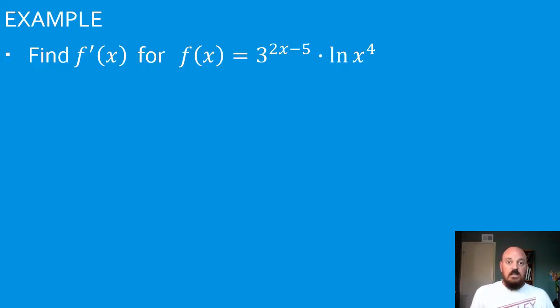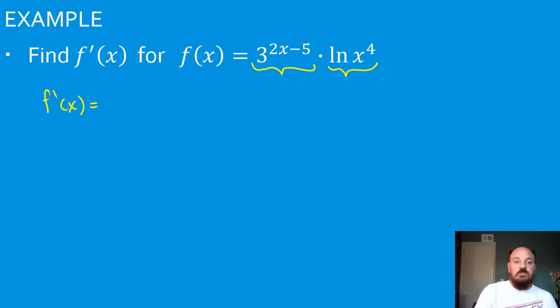All right, here's another example, and this one is going to combine it with product rule. You can see by looking at the question, my function is 3 to the 2x minus 5 times natural log of x to the 4th. So let's go ahead and do this as a product rule. When I go to find f prime of x, this right here is my first function, 3 to the 2x minus 5. And this one right here is my second function, natural log of x to the 4th.